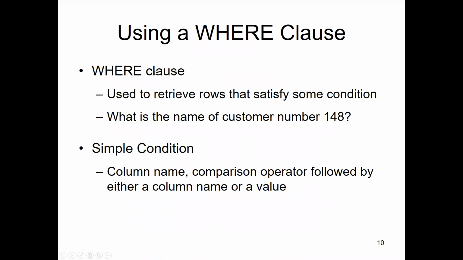The where clause, as I said, is used as a filter. The where clause narrows down the number of rows that you will get. The select gets the columns. The where gets the rows. So for example, if we just wanted all the details on customer number 148, we could say select star from customer where customer number is equal to 148.